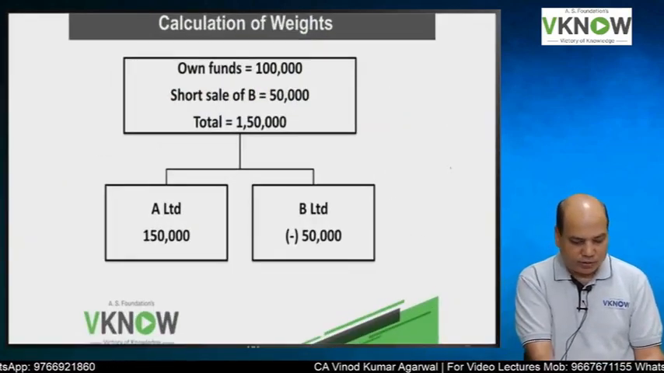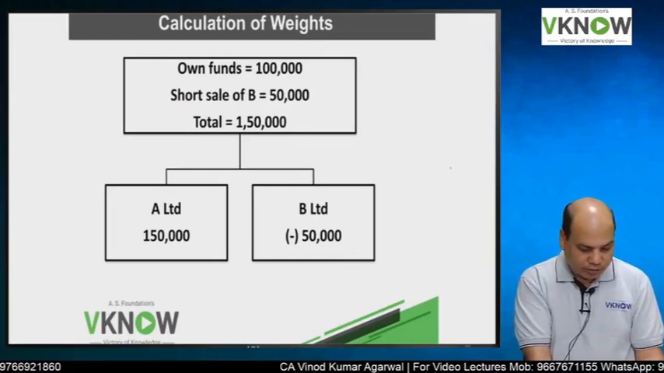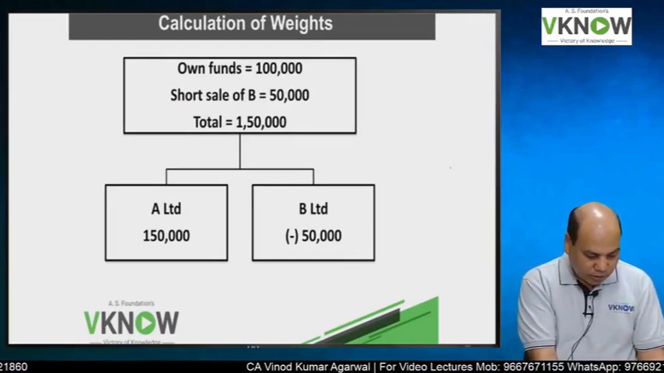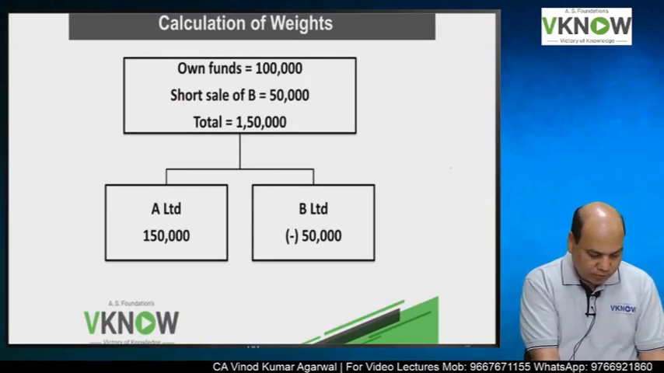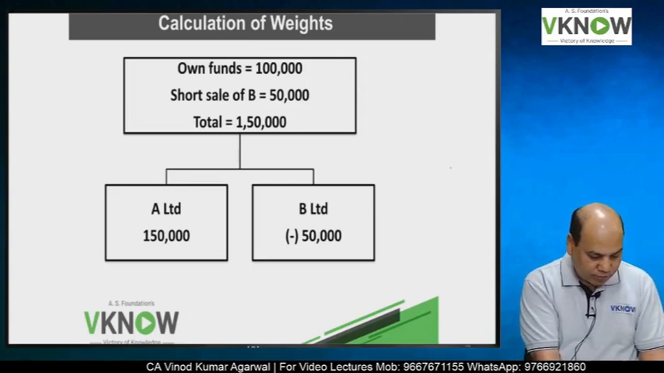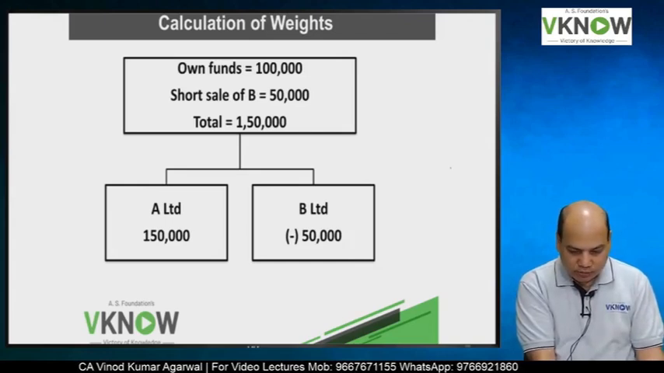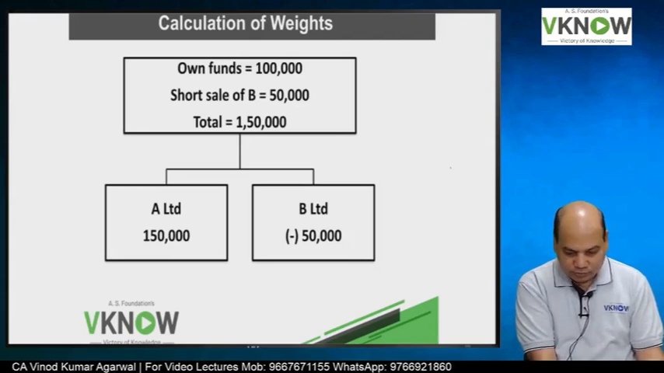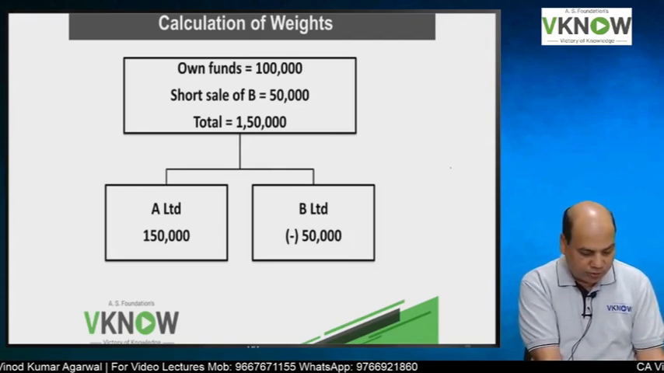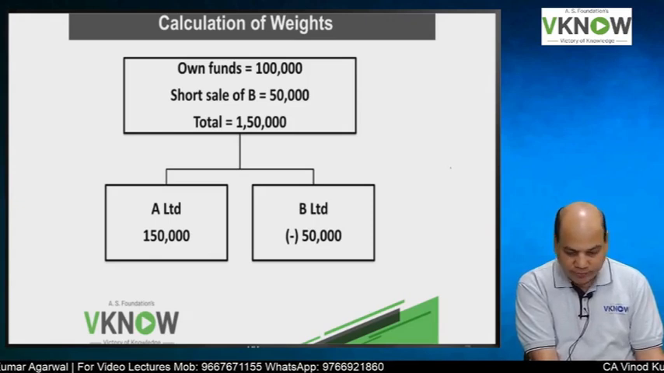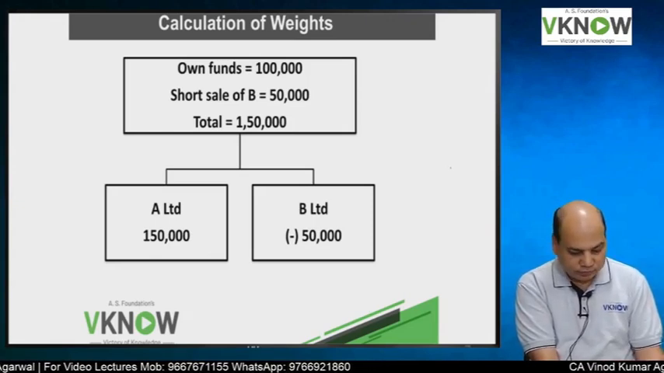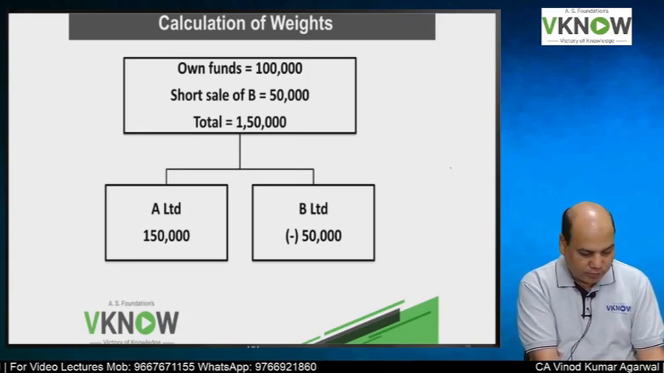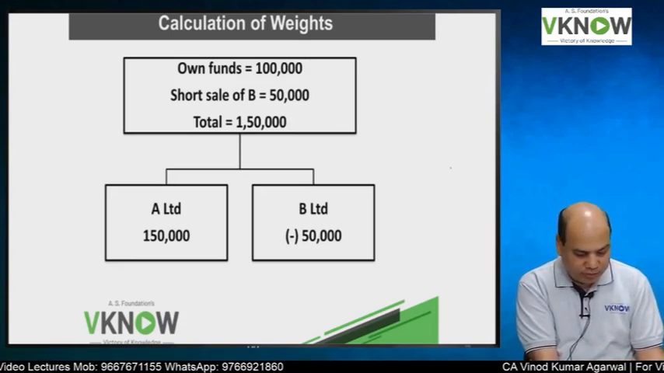So write down answer of first part. First I am going to explain so that in future if they ask you this question, you can answer better. Own fund is 1 lakh. Short sale of B 50,000. Total is 1,50,000.